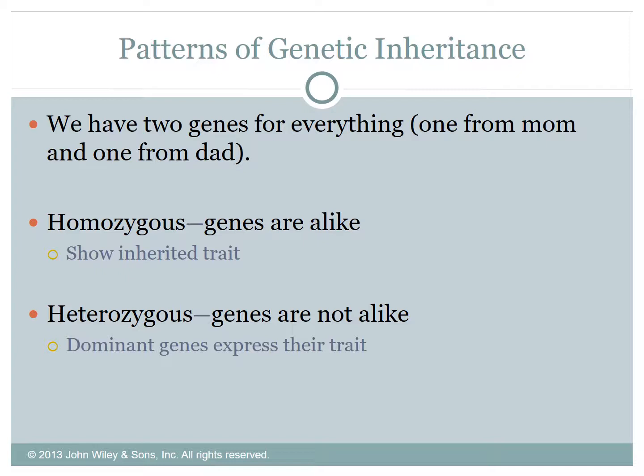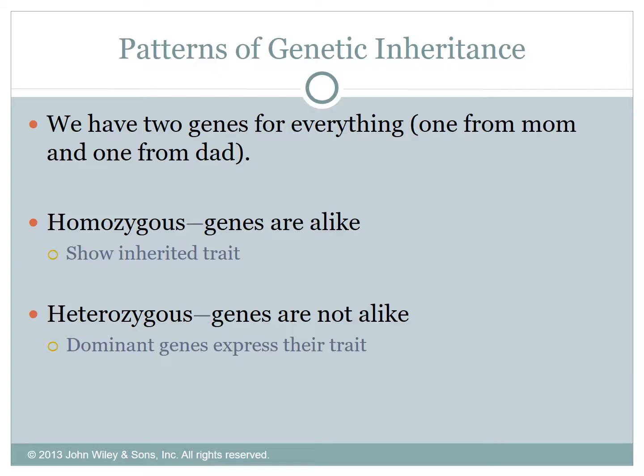There are 2 ways that these genes can express. You can have either homozygous or heterozygous traits. In homozygous traits, that means the 2 genes are alike. For instance, you can inherit brown eyes from both of your parents, or you can inherit blue eyes from both of your parents. In this case, these genes are alike, so they are homozygous.